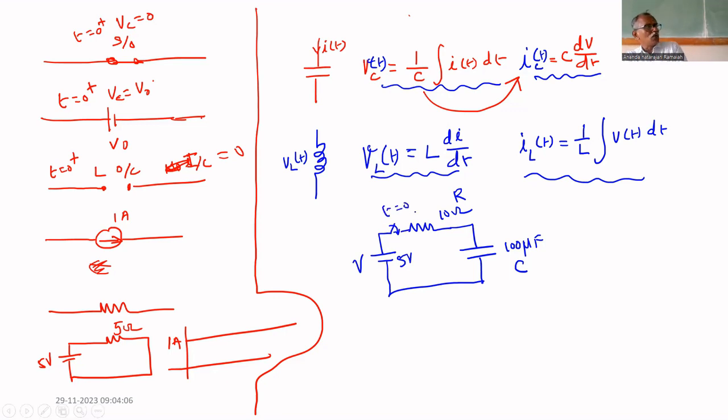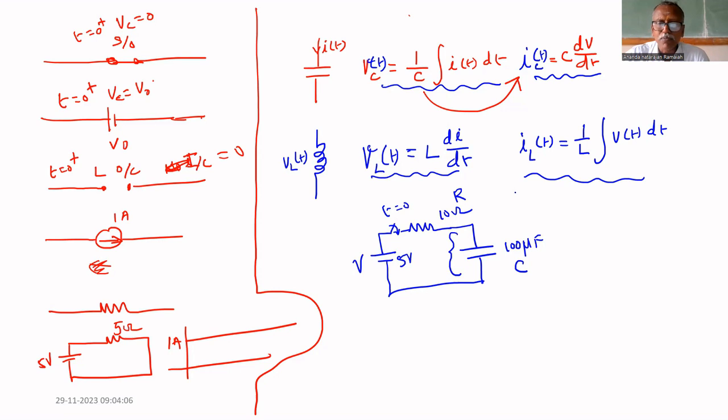Let us assume that initially no charge in the capacitor. At t equal to 0, it is closed. That's why it is a step response. Step response we are applying. We are finding a step response of the voltage across the capacitor or current through the capacitor.